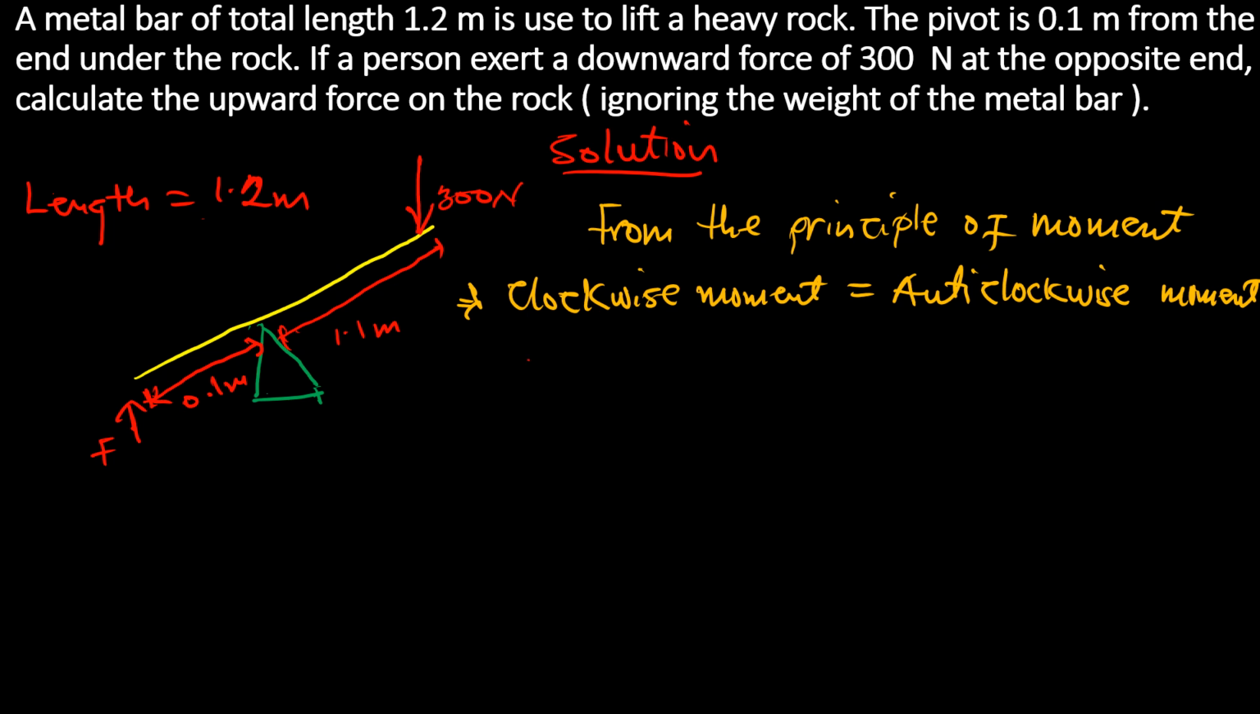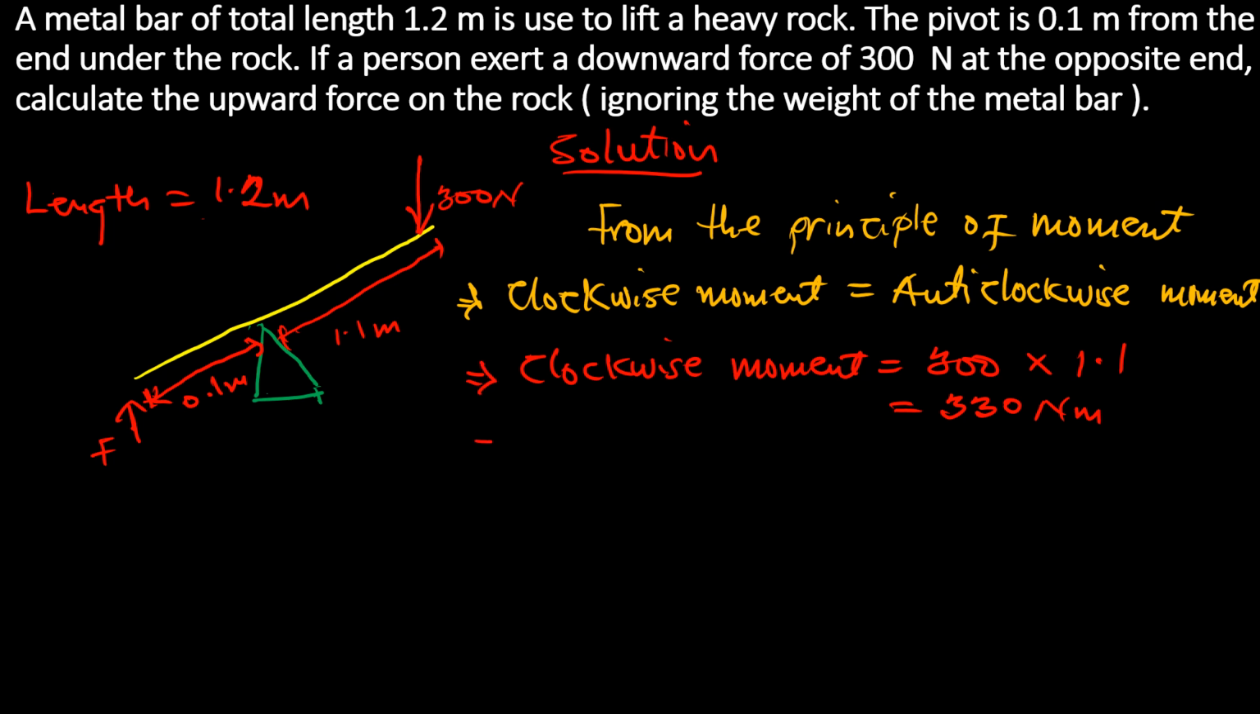So looking at the diagram, the clockwise moment will be 300 times 1.1. That's 300 Newton times 1.1 meters, which will give us 330 Newton meters.